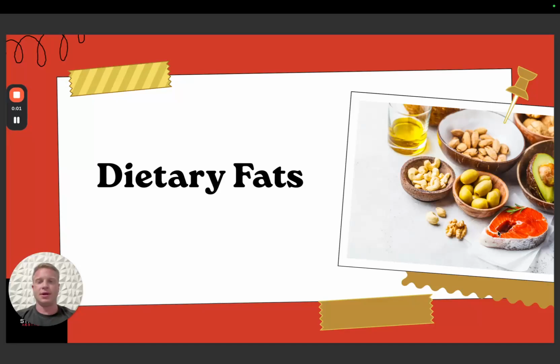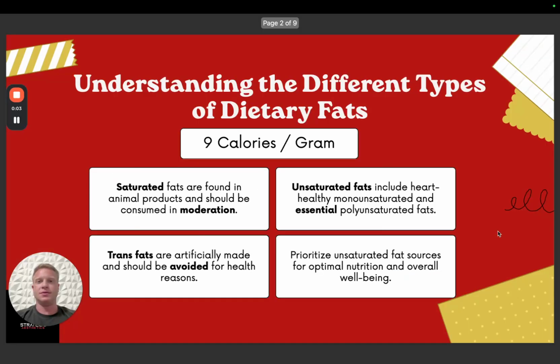All right, so we dug into protein. Now we're going to get into dietary fat. Dietary fat is a bit more calorie dense than protein and carbohydrates. It's going to be 9 calories per gram, where protein was 4 calories per gram, and carbs are going to be 4 calories per gram. So it's a little bit more calorie dense.